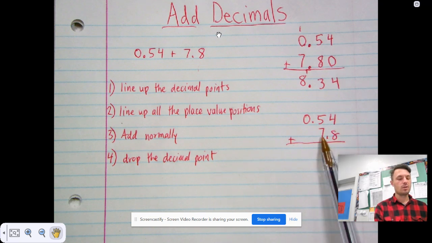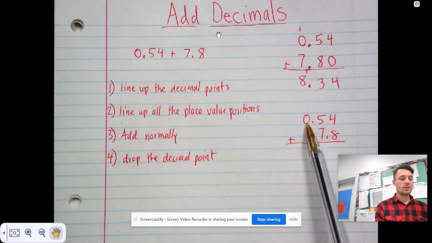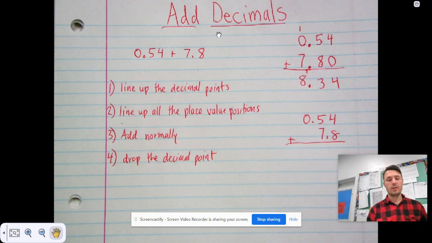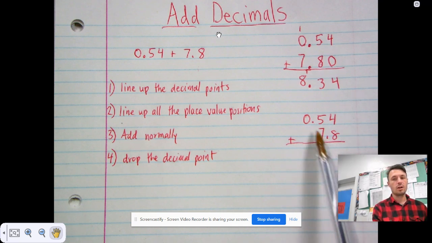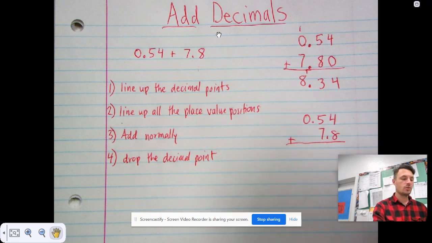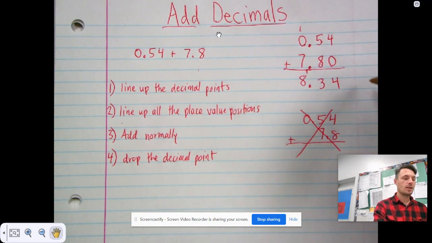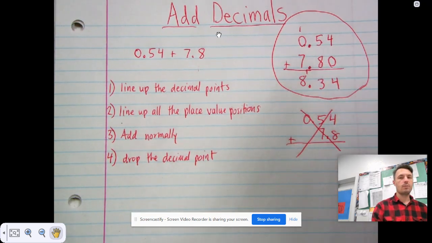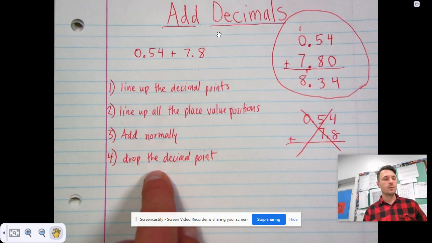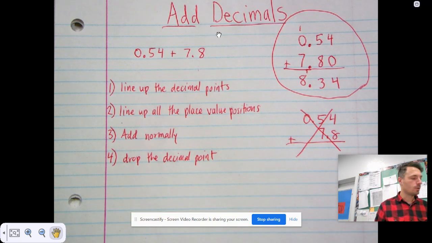I'd be adding the 7 in the ones place to the 5 in the tenths place. And the 0 would just be added to nothing. But I would not get the correct answer. Why? Because my decimal points aren't lined up. Okay, so this is not the right way to do it. This is the right way to do it. Let's follow these 4 steps with another problem.